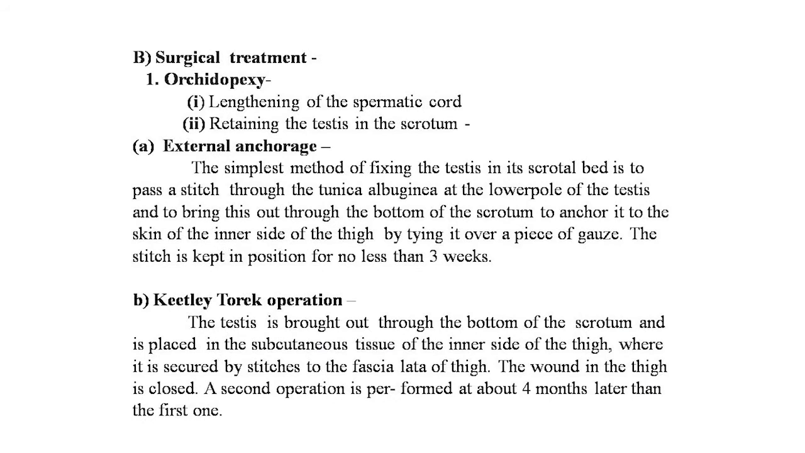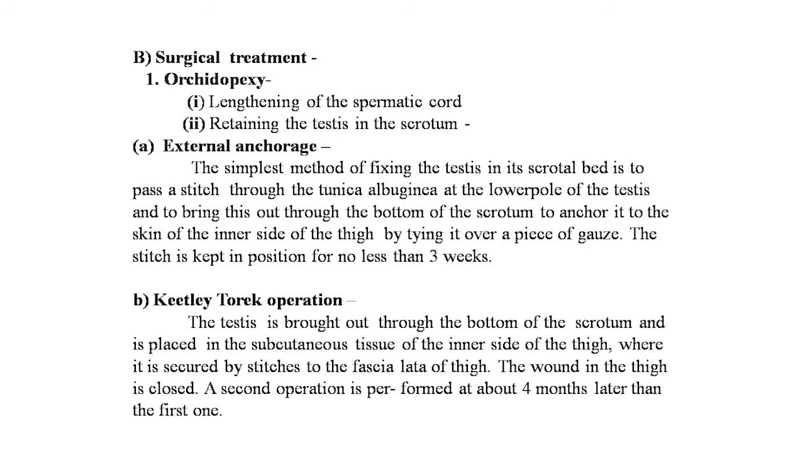Now the surgical treatment of the undescended testes is orchidopexy. The main principle of the operation is the lengthening of the spermatic cord and retaining the testes in the scrotum. The types of orchidopexy are: the first is external anchorage. The simplest method of fixing the testes in its scrotal bed is to pass a stitch through the tunica albuginea at the lower pole of the testes and to bring this out through the bottom of the scrotum to anchor it to the skin of the inner side of the thigh.